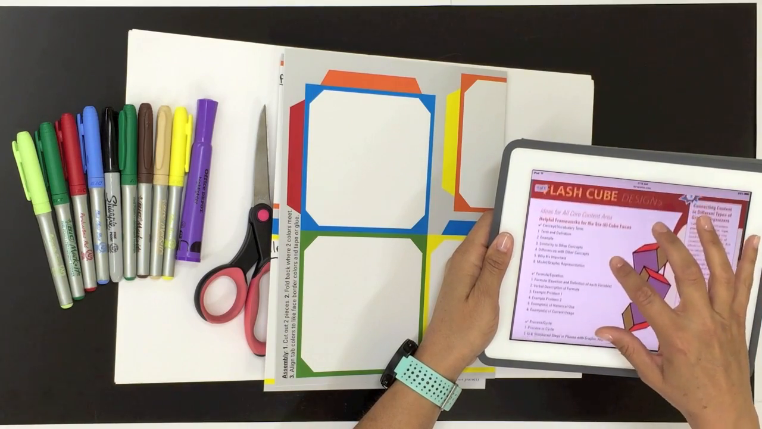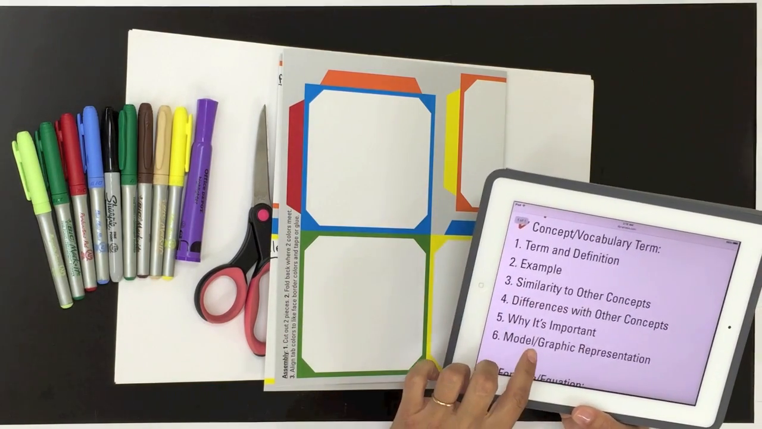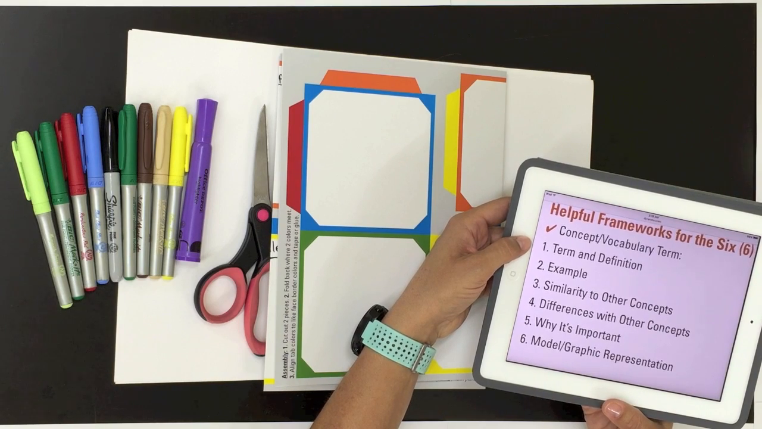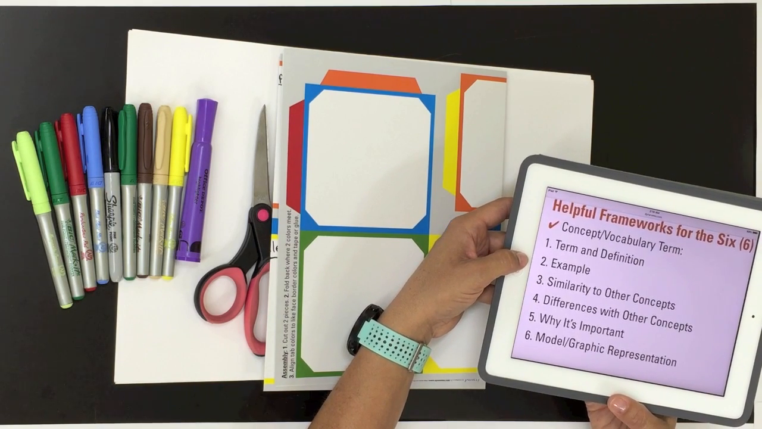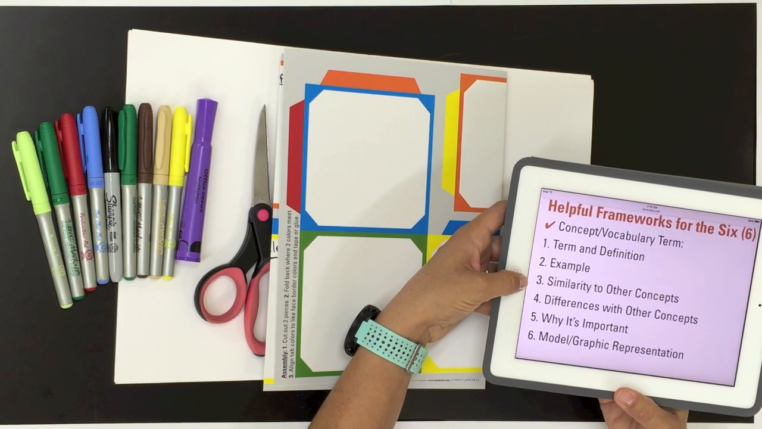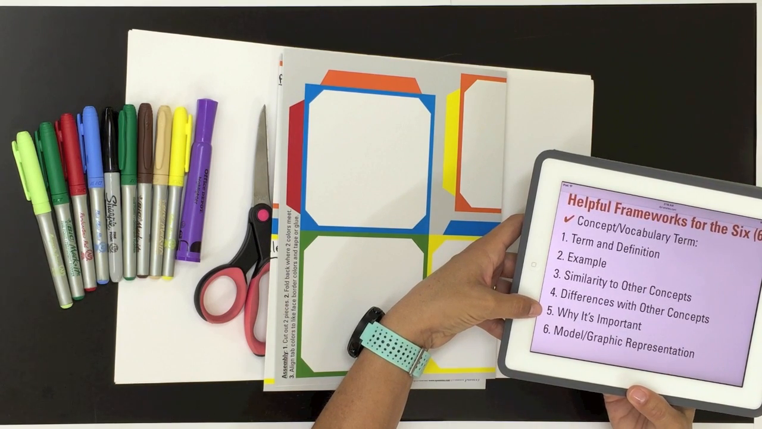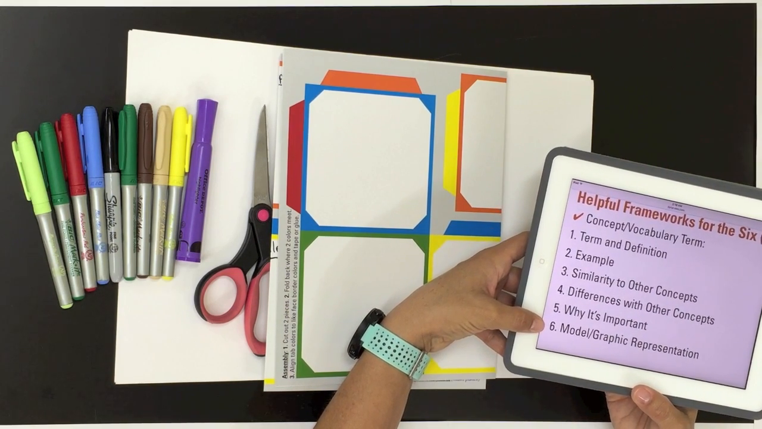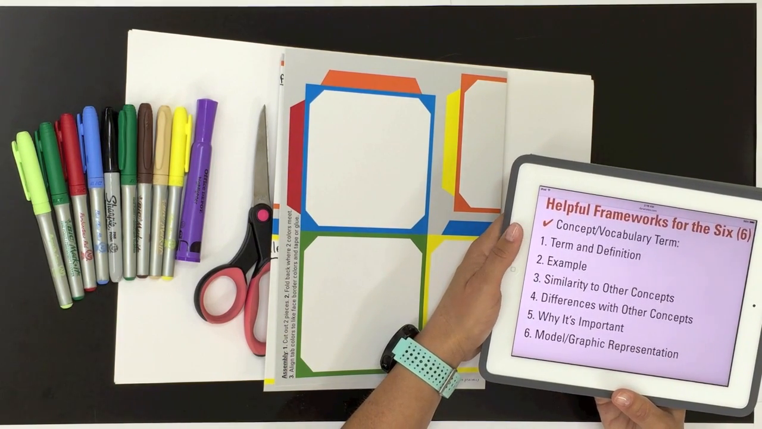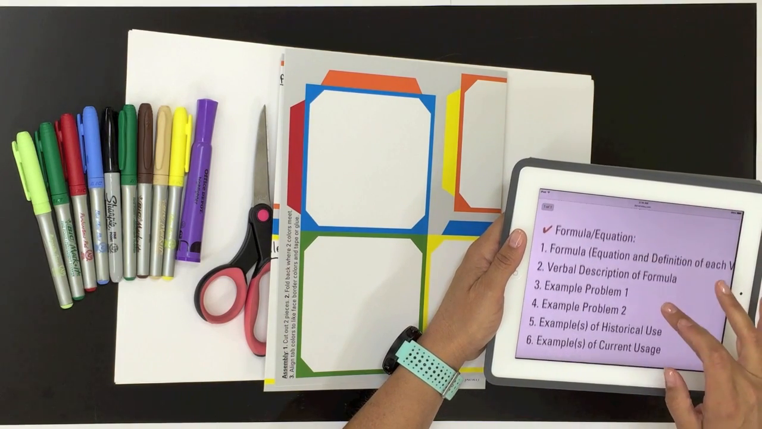available there. So let's say you have a concept or a vocabulary term. One of the faces could be the term and definition. A second could be an example related to that term. The third could be similarity to other concepts, then differences with other concepts, then why it's important, and finally some type of model or graphic representation. You can see how this could be used in science, social studies, mathematics, or even language arts.